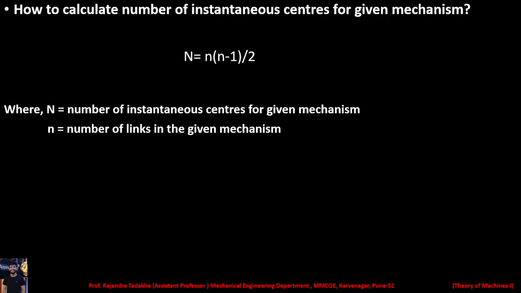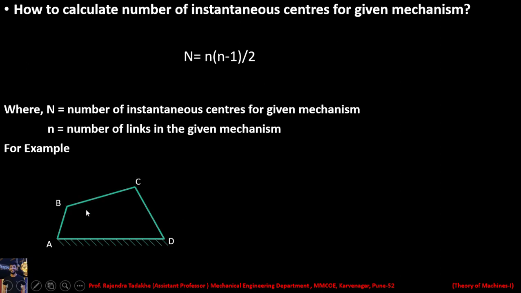We will perform one example on the calculation of the instantaneous centers for a given mechanism. Let's consider one 4-bar mechanism ABCD. For this mechanism, we will calculate how many instantaneous centers it has. First of all, we need to count how many links there are in the given configuration. So let's first count the number of links.